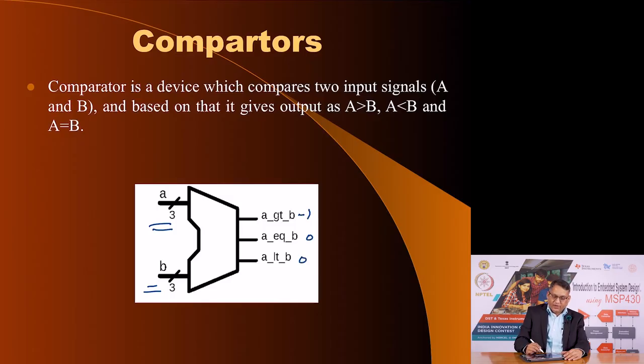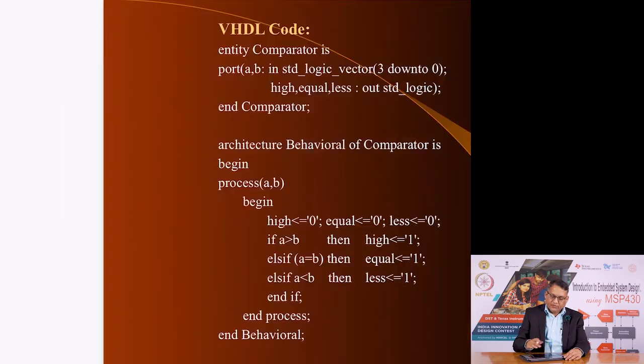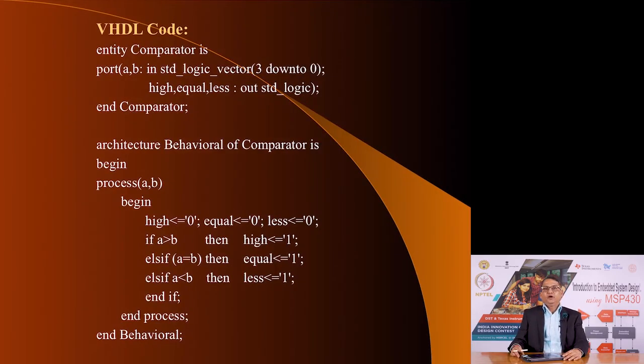So, if the numerical value of A, those 3 bits as a number, is more than the numerical value of B, AGTB will be 1 and the rest of the 2 outputs will be 0. If the numerical value of A is equal to B, AGTB will be 0, A equal to B will become 1 and A less than B will also remain 0. Likewise, this is the VHDL code for implementing such a 3-bit comparator, and you can increase the size by having n bits on the 2 inputs.